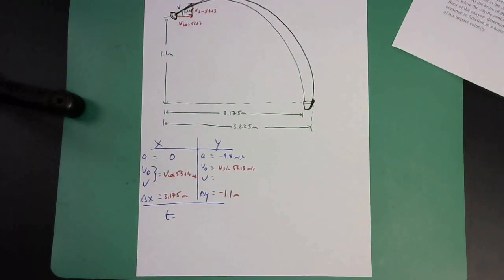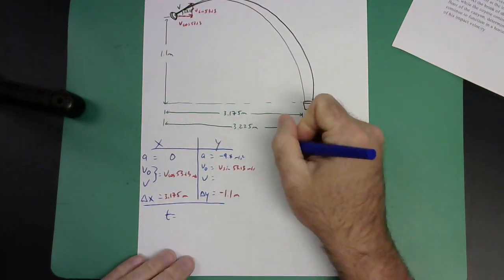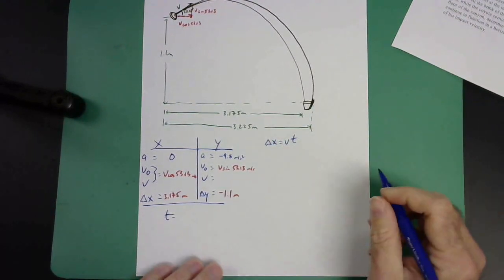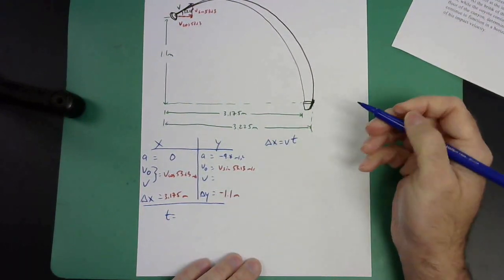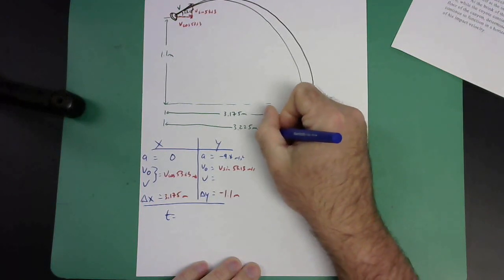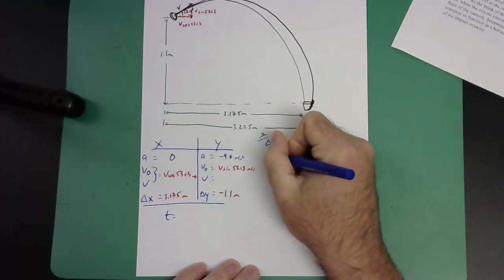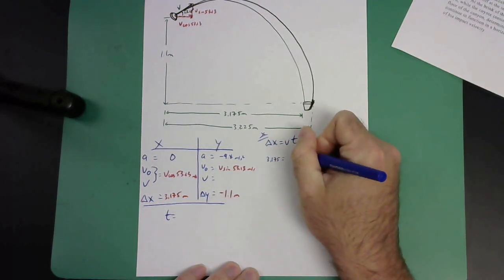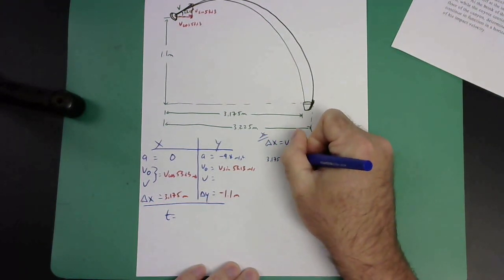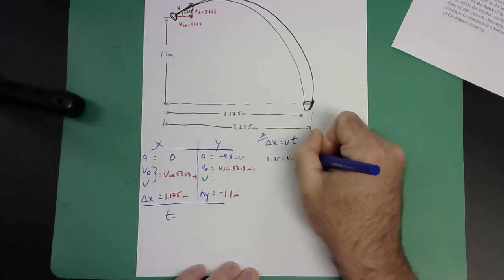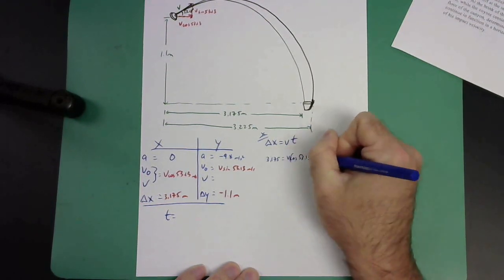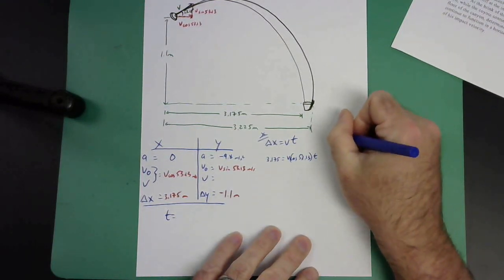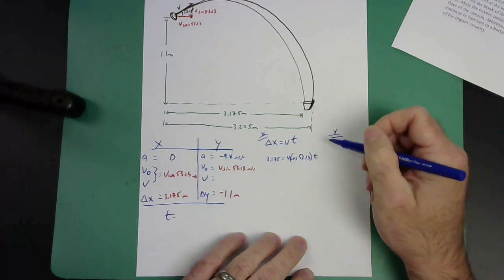So when I go to pick formulas, we all know that in the horizontal axis, we are going to be using delta x equals vt, because the acceleration is 0. So it's the constant velocity equation. That's for our x-axis. And so that'll look like 3.175 equals v cosine 53.13 times t.